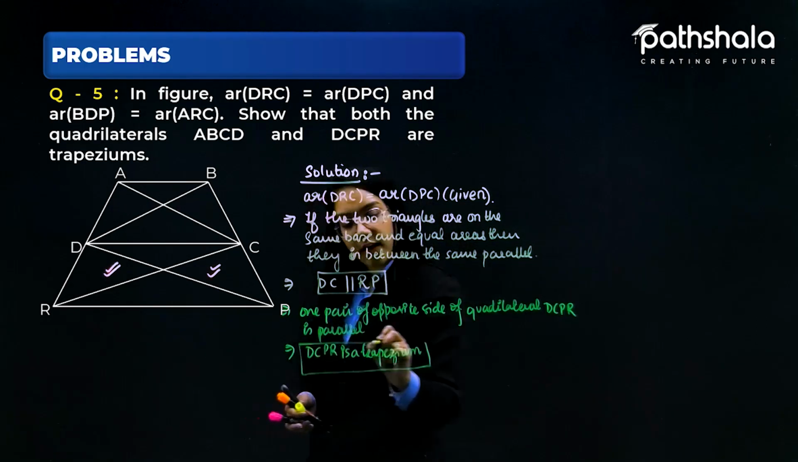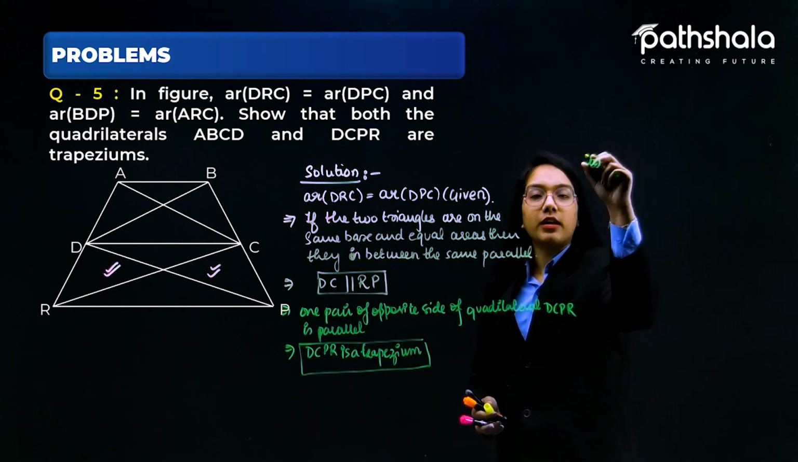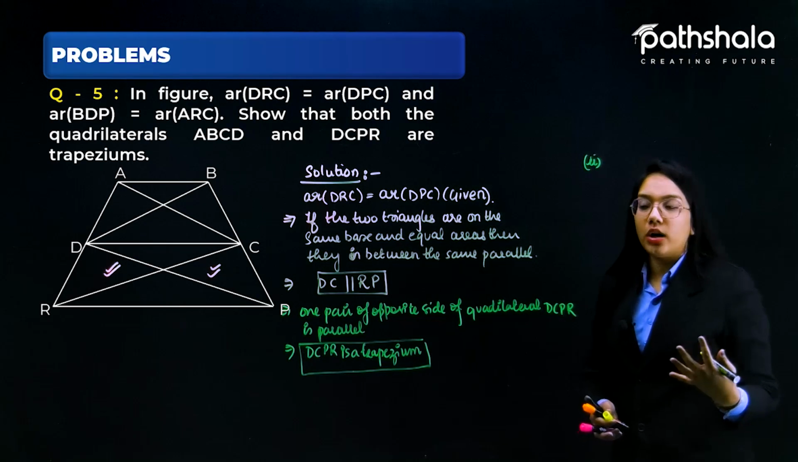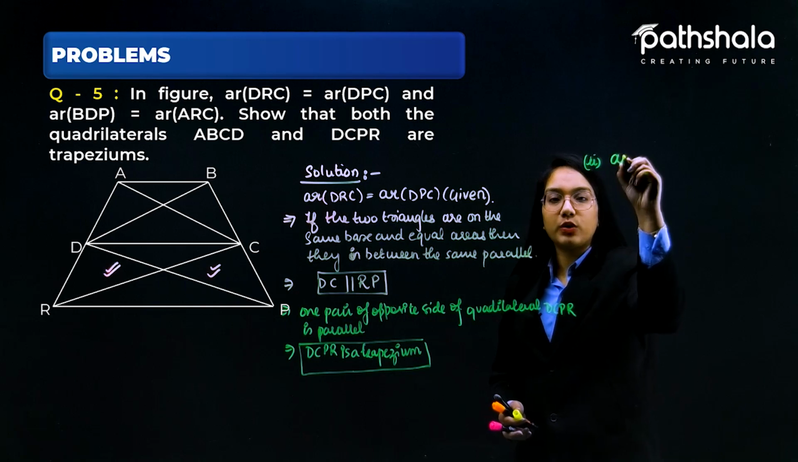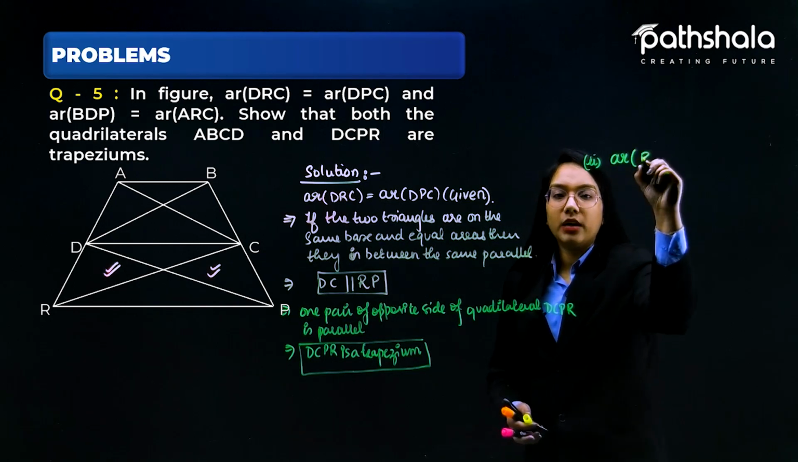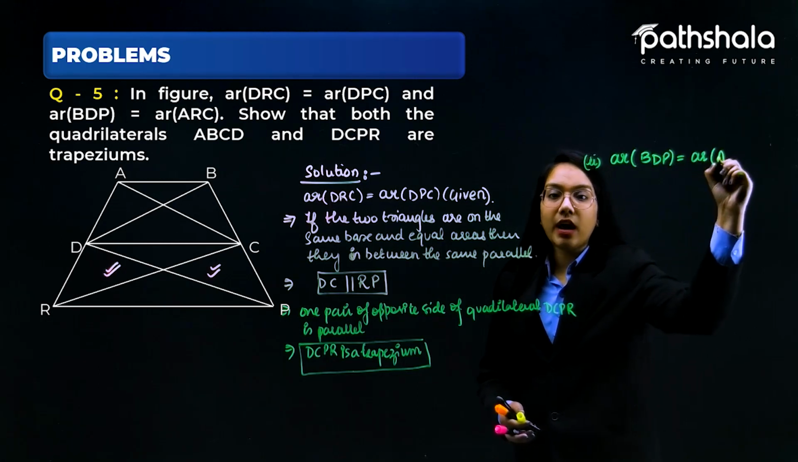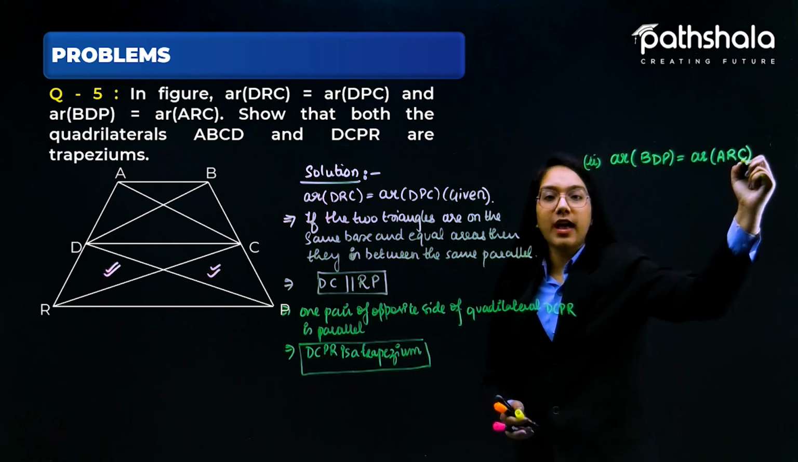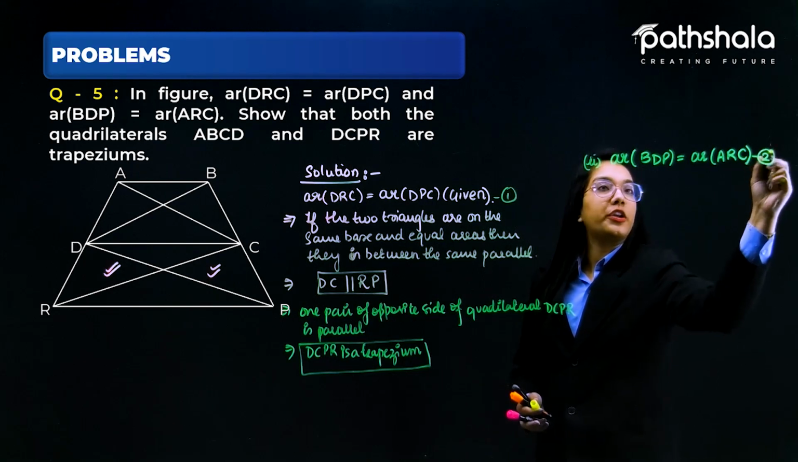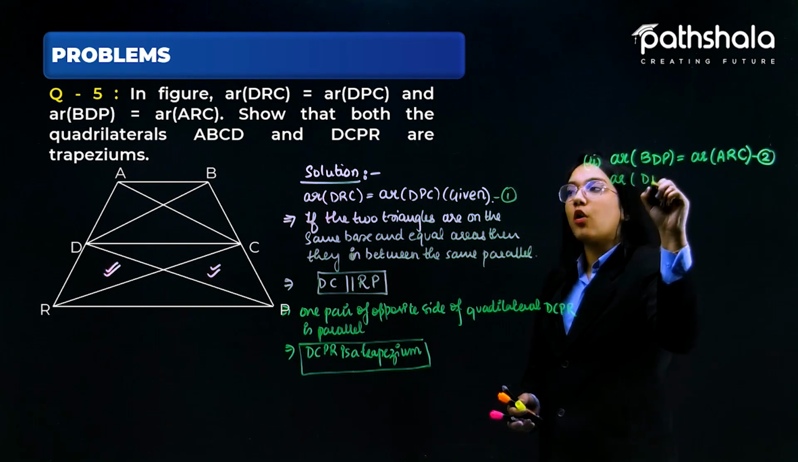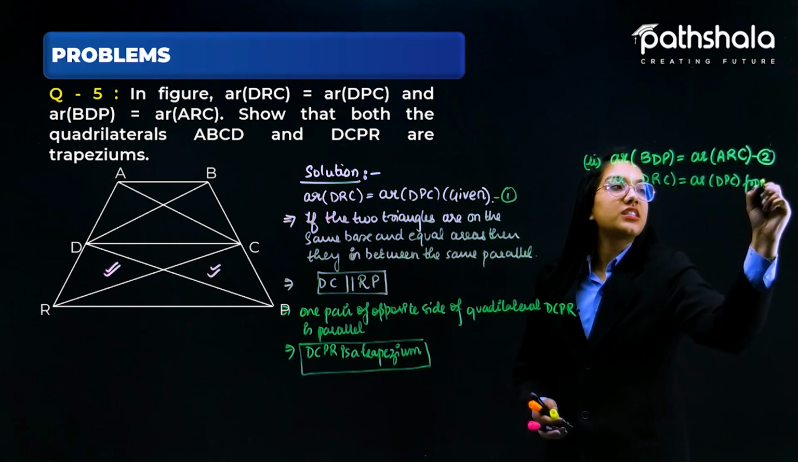So we are done with the very first part and I'm moving on to the second part, in which we have to prove that ABCD is also a trapezium. Again I'm starting with the given condition. It is given that the area of BDP is equal to the area of ARC. Furthermore, from the previous part, calling it 1 and 2, from 1 we know that the area of DRC is equal to the area of DPC.